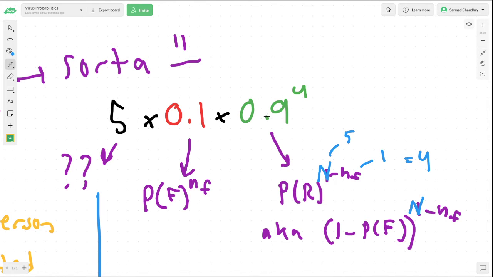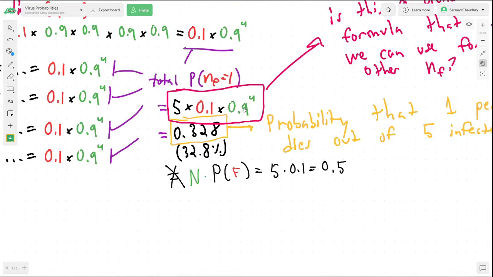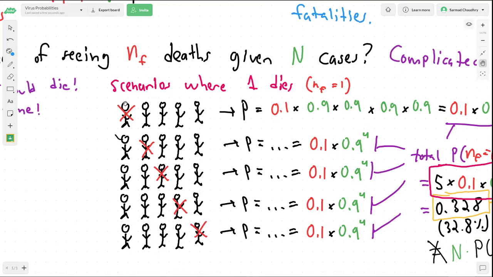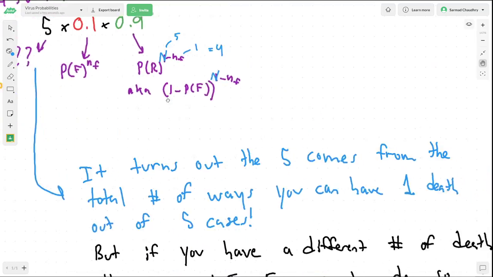So we've got this separate formula, but what is this 5? Is this 5 because we have 5 people, or is this 5 because we have 5 scenarios under which that one person might die? And that's what it is. It's the number of ways that one person might die. So let's try to generalize this a little bit further. Can we make a formula out of this?